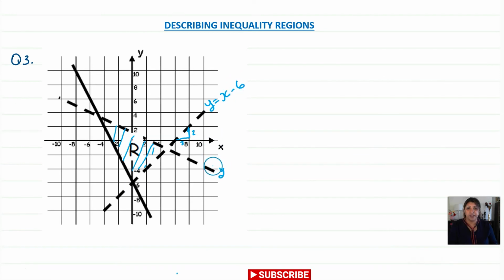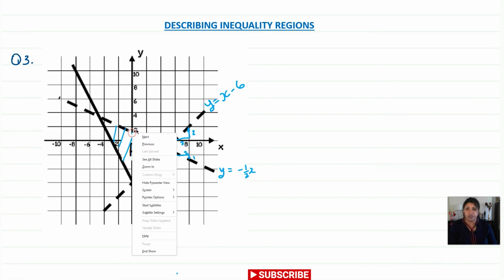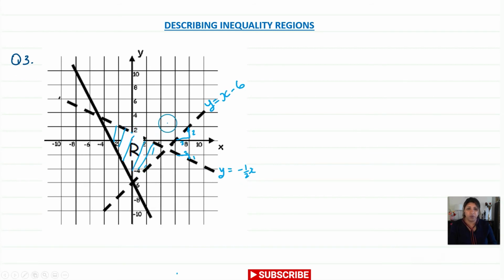So what about this line here then? y is equal to, what's the gradient? Well, if I take maybe this point here, I can see it's going 2 in the x direction and going down 1. So it's going down, that means it's going to be a negative gradient. So this is going to be -1/2 x. And where does it cross the y-axis? Well, it's this point here, which I can see is probably going to be 1. So it's -1/2 x plus 1 for this one then.